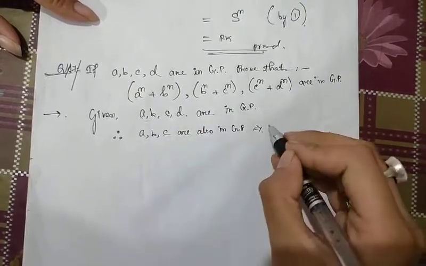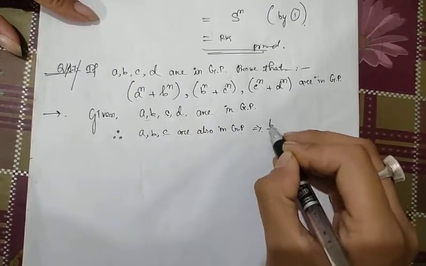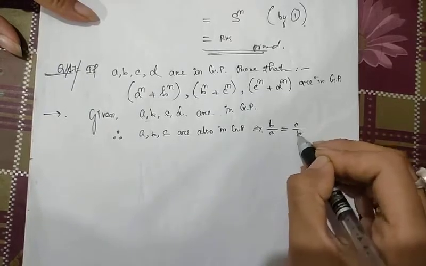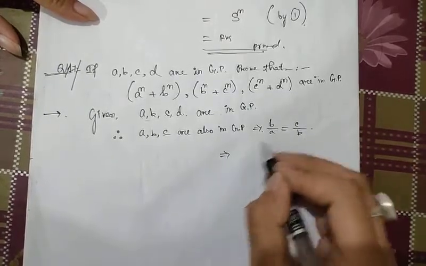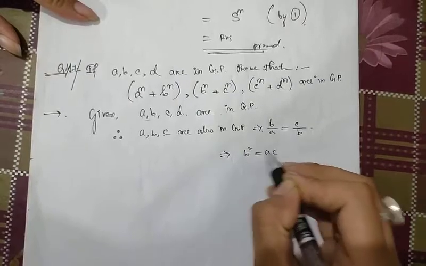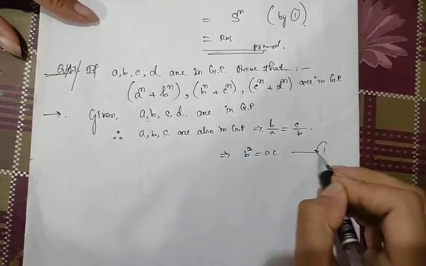Second term by first term, B by A, equal to third term by second term. So from here what will we get? B square equal to AC. We put that as equation number 1.